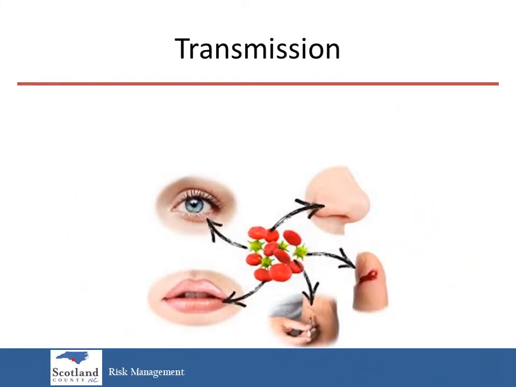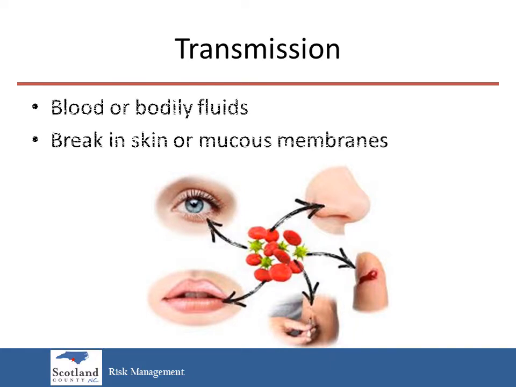For transmission to actually occur, there are 7 distinct chain events that must take place. For this general training, we will focus on the basic means or routes of transmission. Pathogens are spread through blood or bodily fluids, such as blood, vaginal secretions, semen, saliva, as well as vomit or feces that is contaminated with blood.